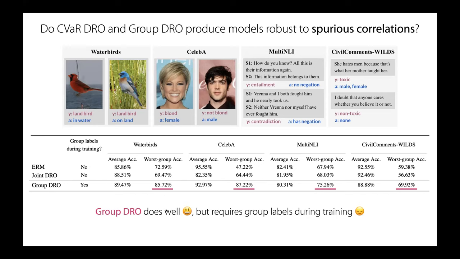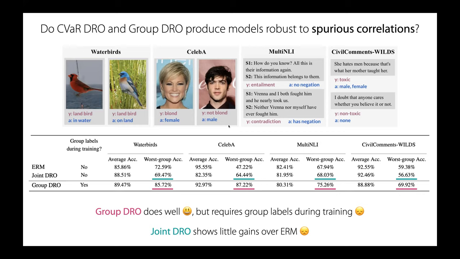For group DRO, we see that it actually does much better. It substantially improves this worst group accuracy. But of course, this requires group labels during the training process. On the other hand, we see that joint DRO doesn't require group labels, but it shows very little gains over empirical risk minimization. So what we'd like to do is develop a method that can produce models that are robust to spurious correlations without requiring labels of all these spurious attributes on the training data set.